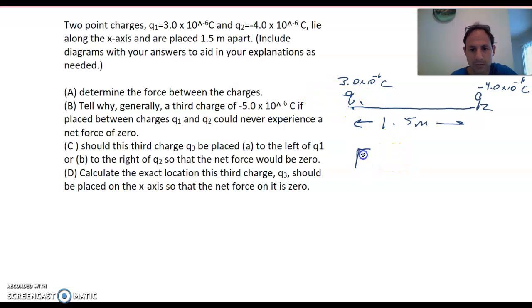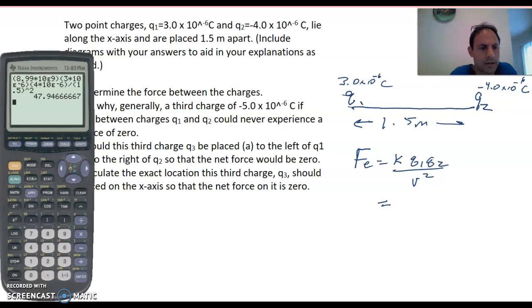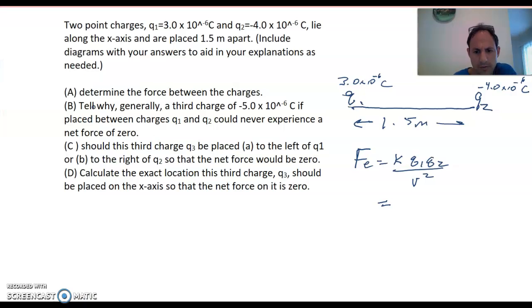So the force between the charges, K times Q1 times Q2 over R squared, and I'm going to pause it and set up the calculator and just give you the final answer. Okay, so I've put in all the calculations, and this is what I came up with, 47.94. Let's call it an even 48 newtons. So that's the electrostatic force between them.